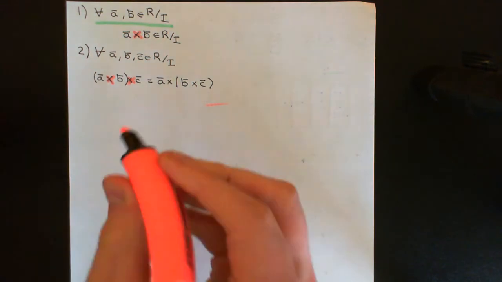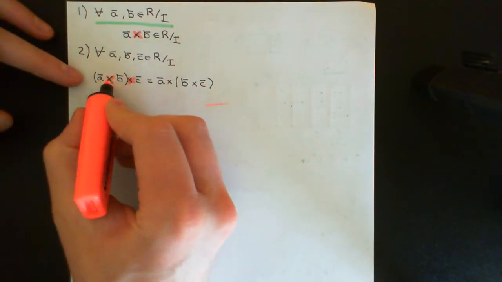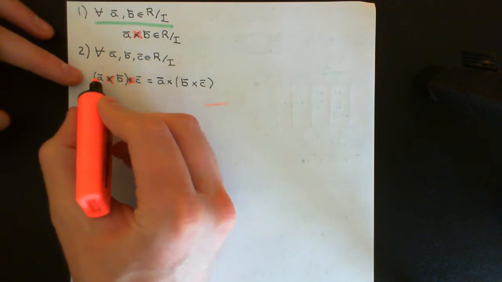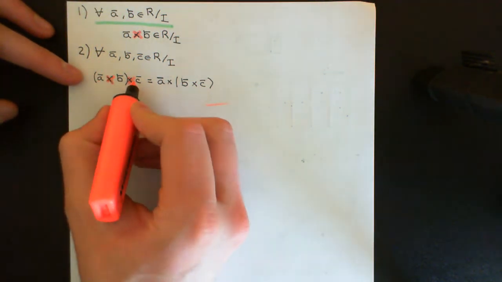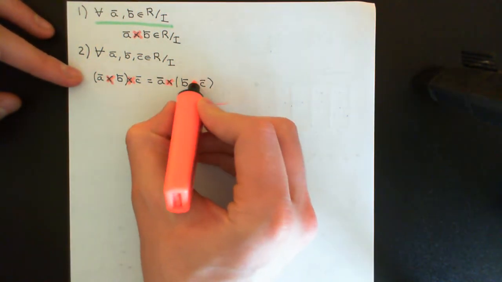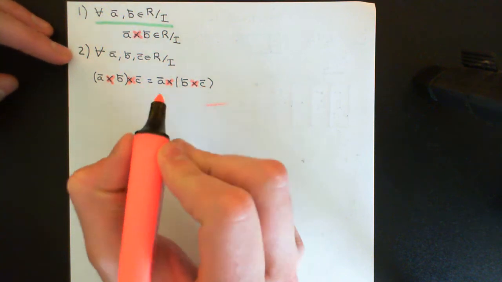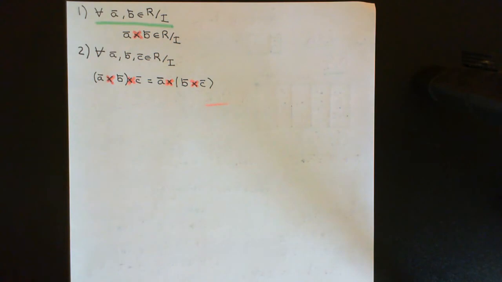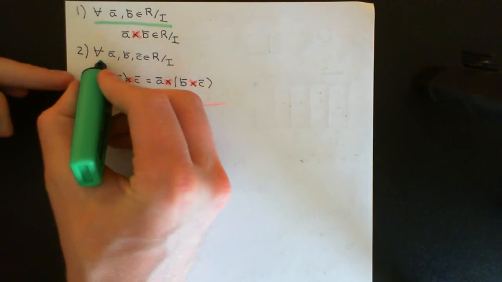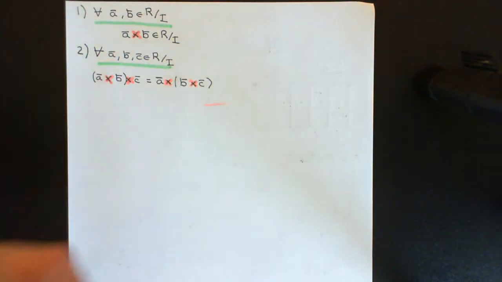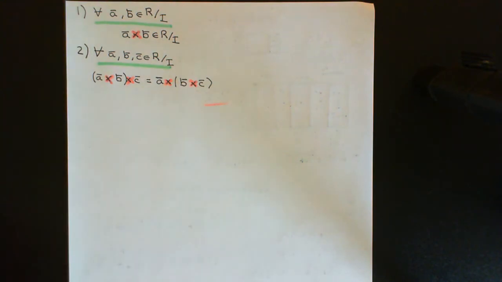So this side means firstly multiply A bar and B bar together to get some coset answer here, and then take that coset and multiply it by C bar, whereas on this side it means firstly multiply B bar and C bar together, get some answer, and then take A bar and multiply it with that answer. And those two different ways of doing things have to give the exact same answer, and that is multiplicative associativity. So how are we going to prove that this is true no matter what A bar, B bar, and C bar you pick from the quotient ring?